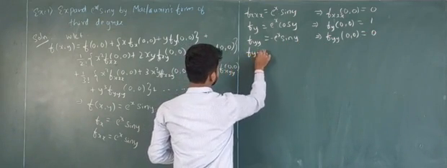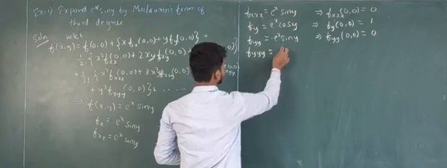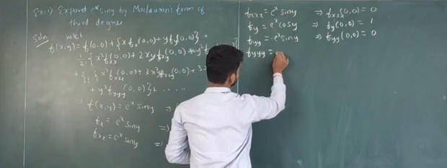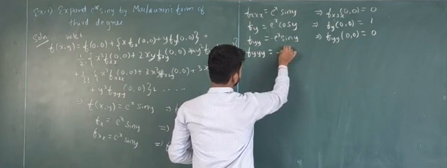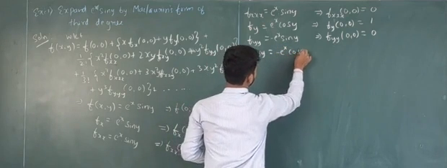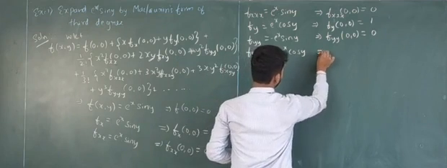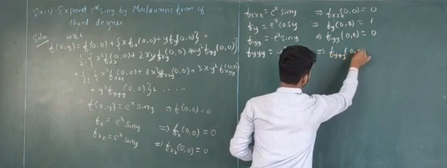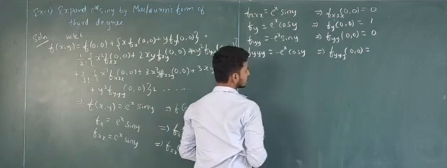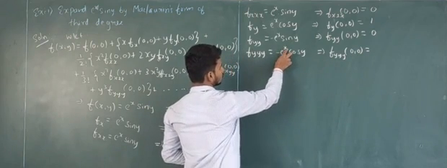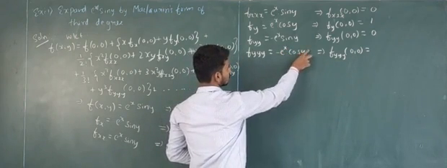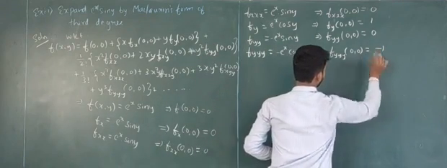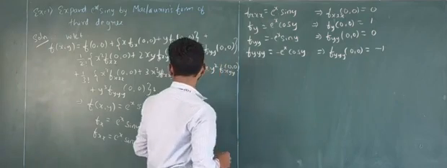Next function: again differentiate this function with respect to y. This means it will be minus e raised to x cos y. Now if you substitute x as 0 and y as 0, cos 0 means 1 and e raised to 0 means 1, so it will be minus 1.